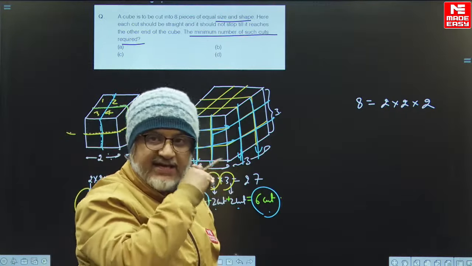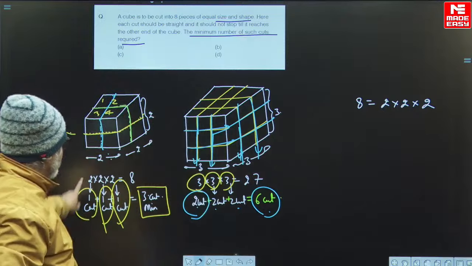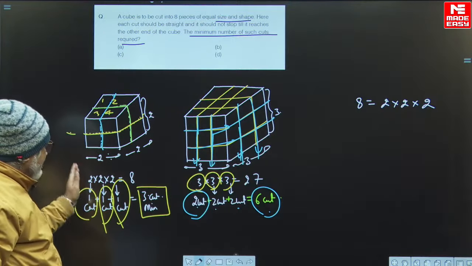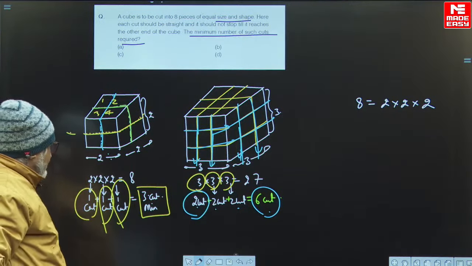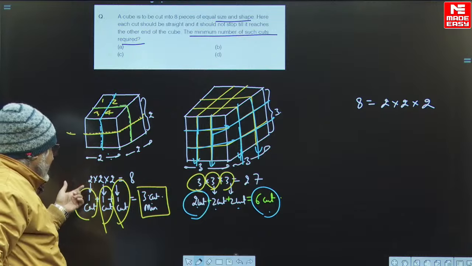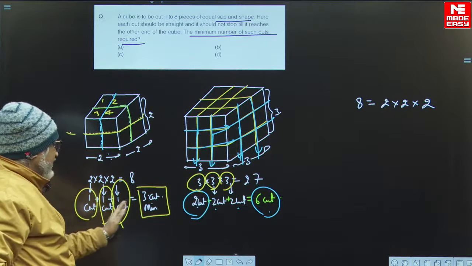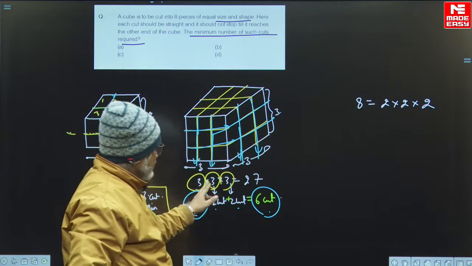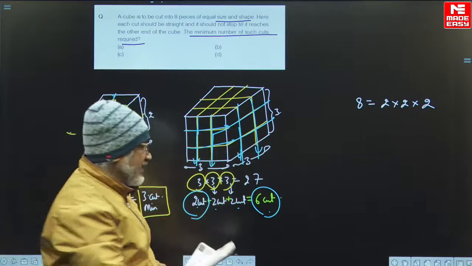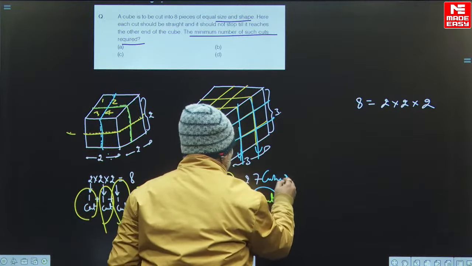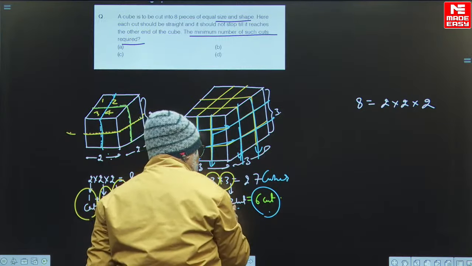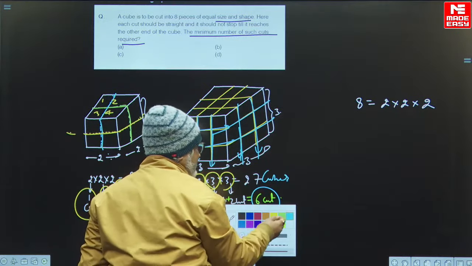Now quickly, this was for 8, hence the answer is only 3 cut. Length into 2 part, width into 2 part, height into 2 part. For breaking it into 2 part, 1 cut have to be introduced. For breaking it 1 cut and 1 cut. So 1 plus 1 plus 1, 3. Here 3 into 3 into 3. For dividing it into 27 equal cubes. How many? 2 cut, 2 cut, 2 cut. Overall 6 cuts have to be introduced.